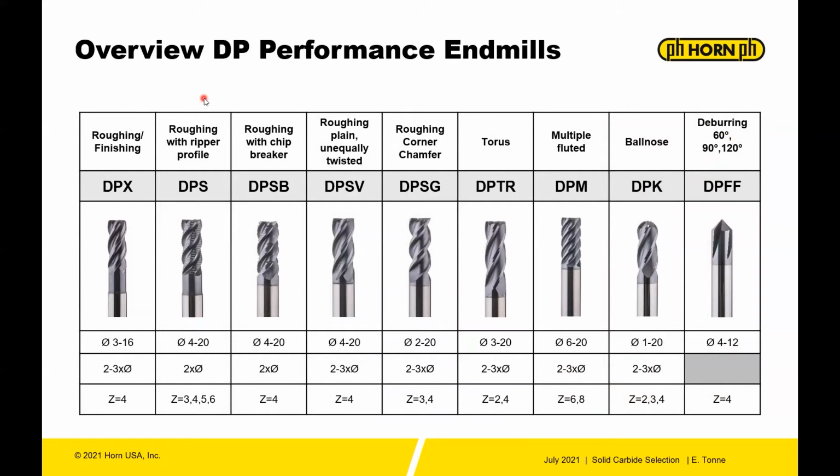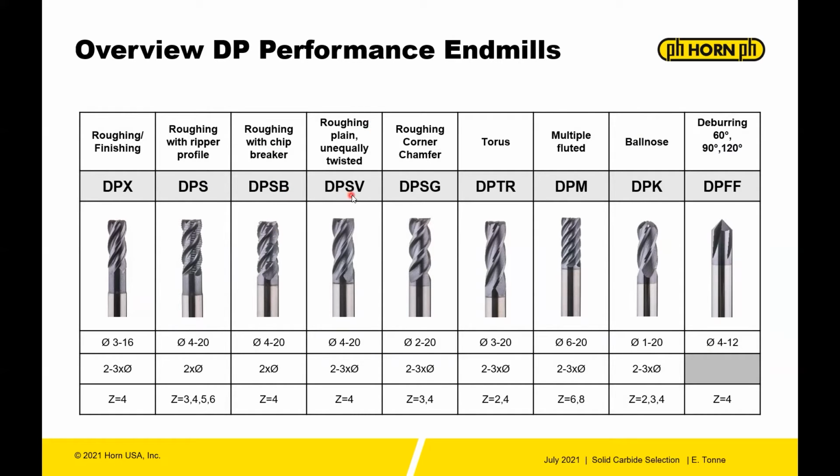So getting into the various individual end mills within the systems. Within the DP, you have several different end mill selections. You have the DPX, which is for roughing and finishing, the rougher and ripper profile, the DPS, the DPSB, so that's roughing with chip breakers.